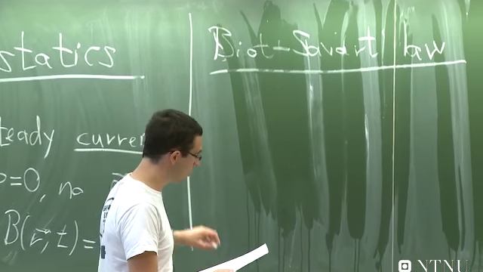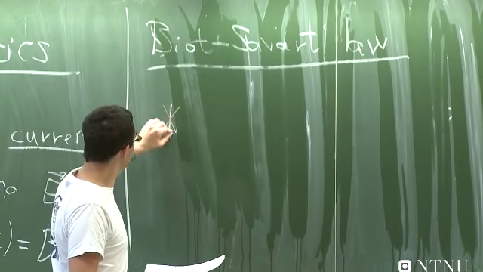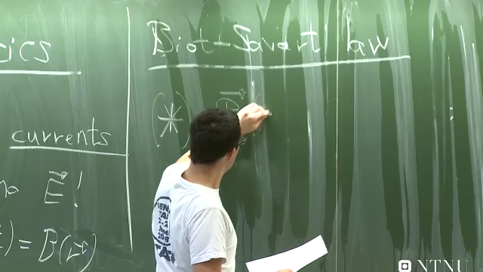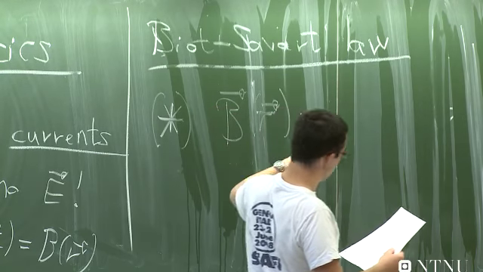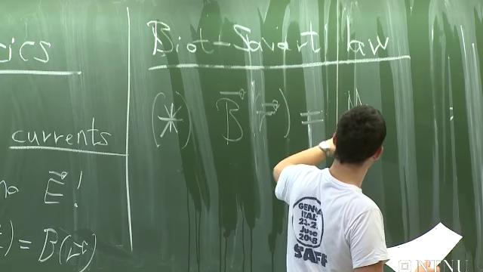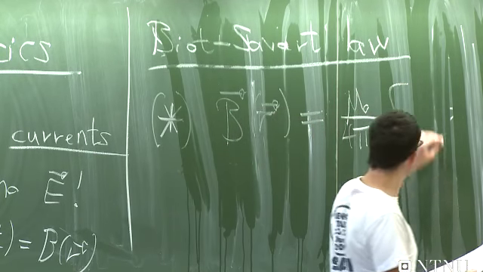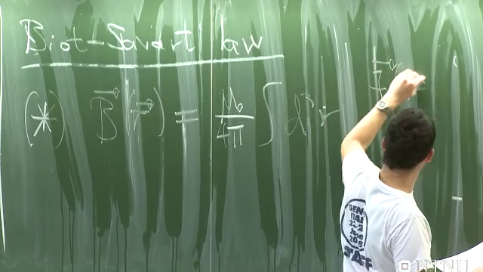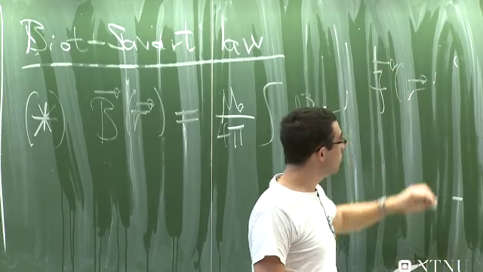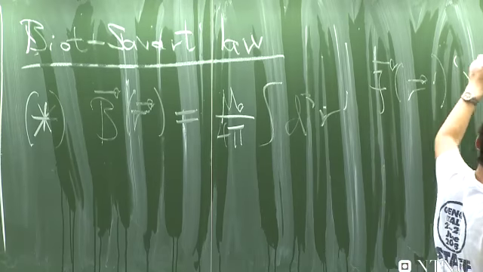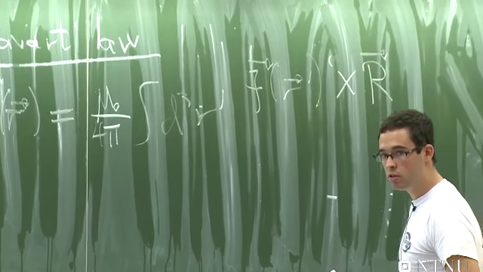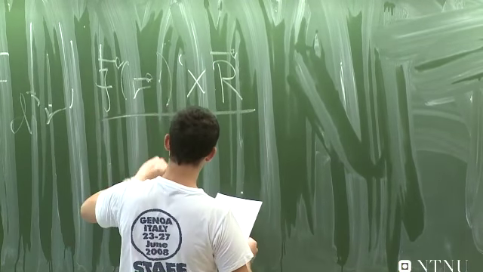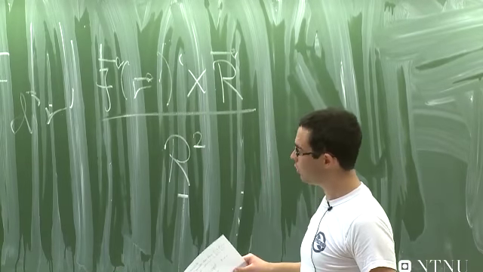In the general form, it looks like this. There are some constants of 4 pi, as always. I have my current distribution, and I cross it with the distance vector between two points, over the distance squared. I'm going to draw a figure afterwards.